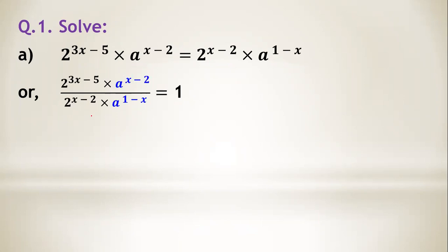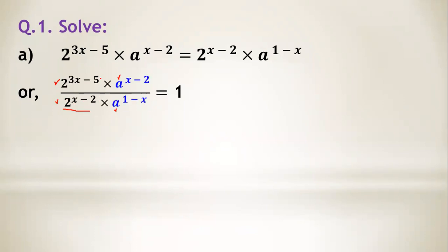Now, we know that in this format, as you can see here, there is a product sign in the numerator and in the denominator as well. So due to that reason, we are easily allowed to use the quotient law. Yes. While using the quotient law, we have to use it separately for base 2 containing terms and separately for base a containing terms. So when we use the quotient law for base 2 containing terms, the denominator, this 2 to the power x minus 2, will go to the numerator. Yes, according to the quotient law.